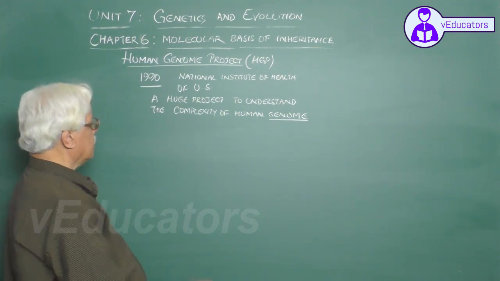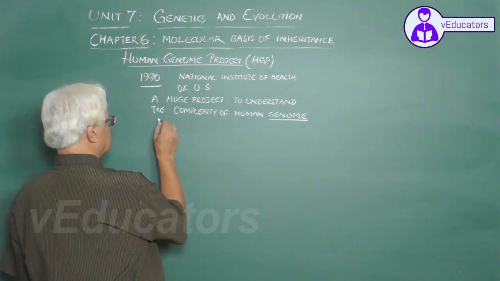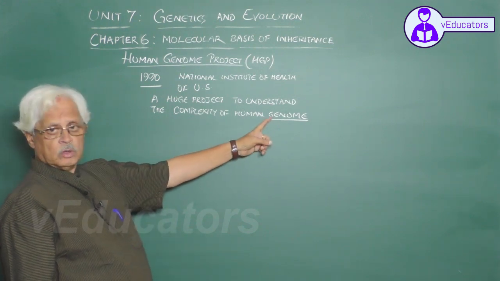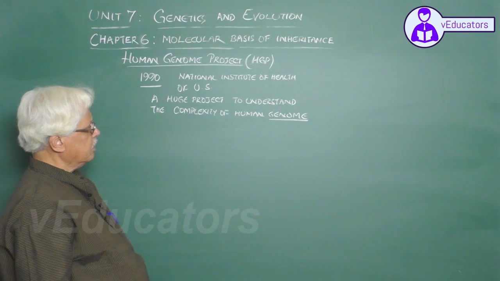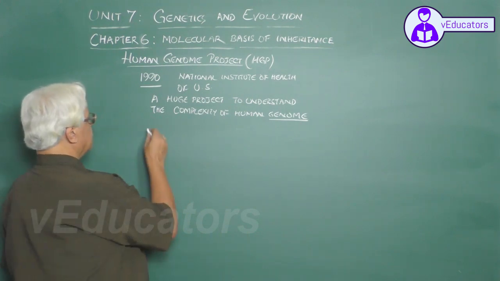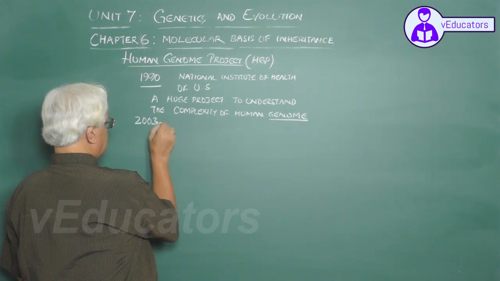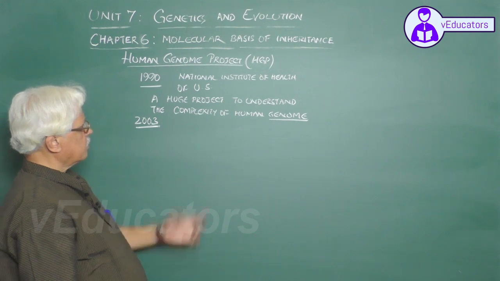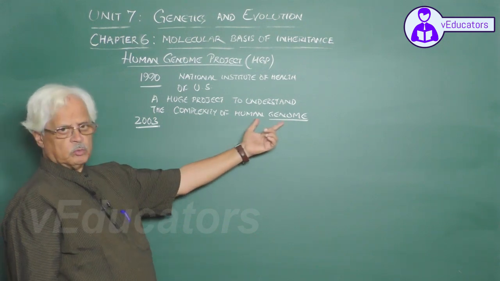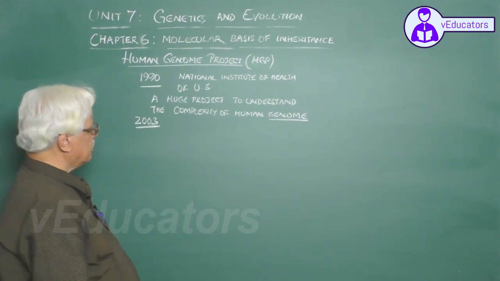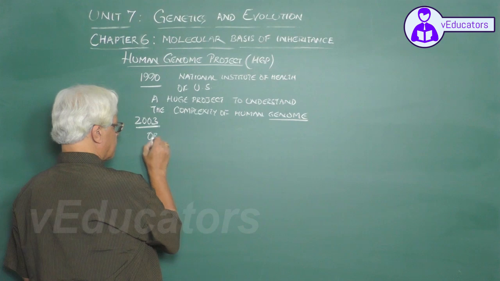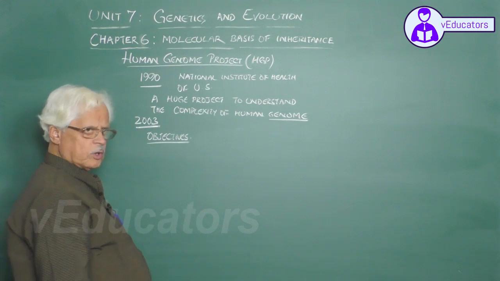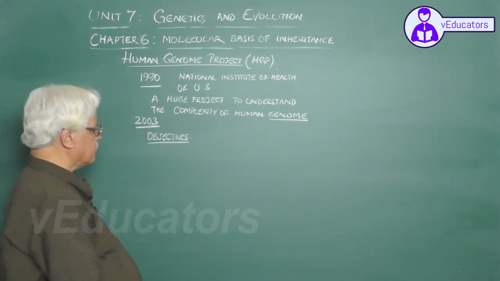Initially, it was thought that the project would take about 15 to 20 years to know the details about human genome, but a little earlier, by 2003 itself, within 13 years, it was possible for scientists to understand various aspects of human genome. The main objectives of this Human Genome Project are as follows.